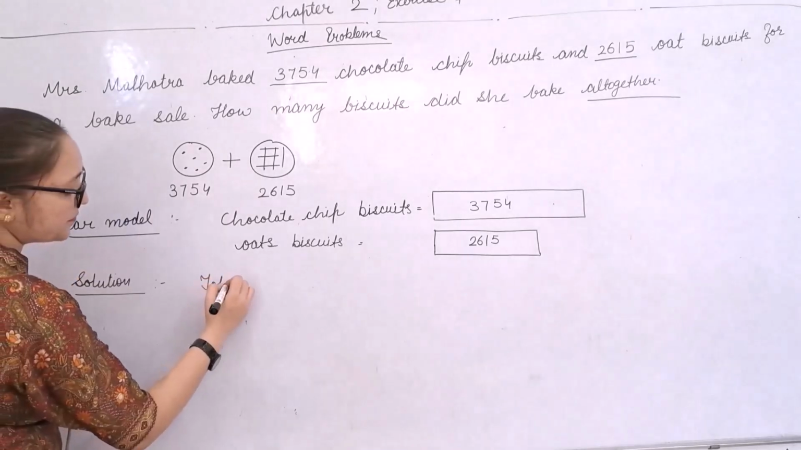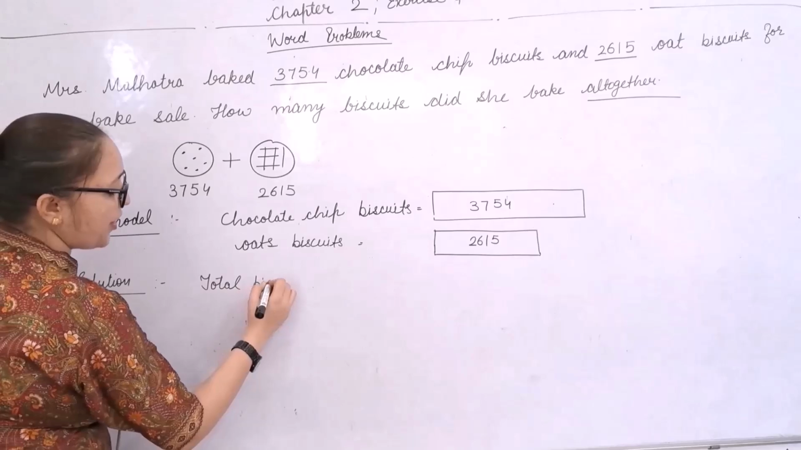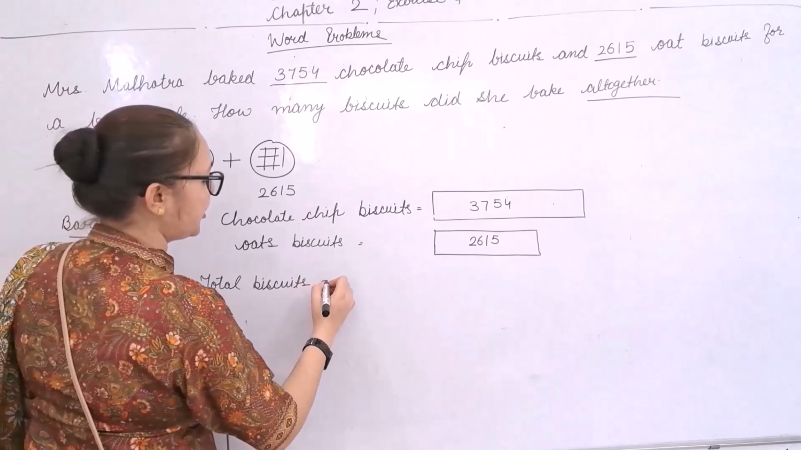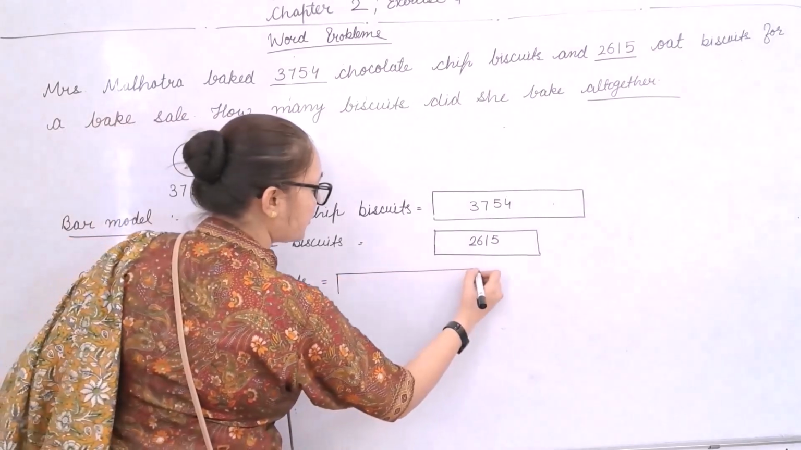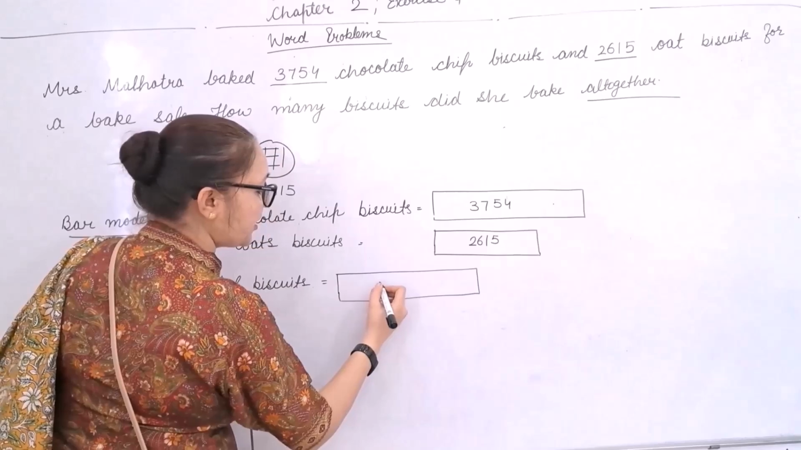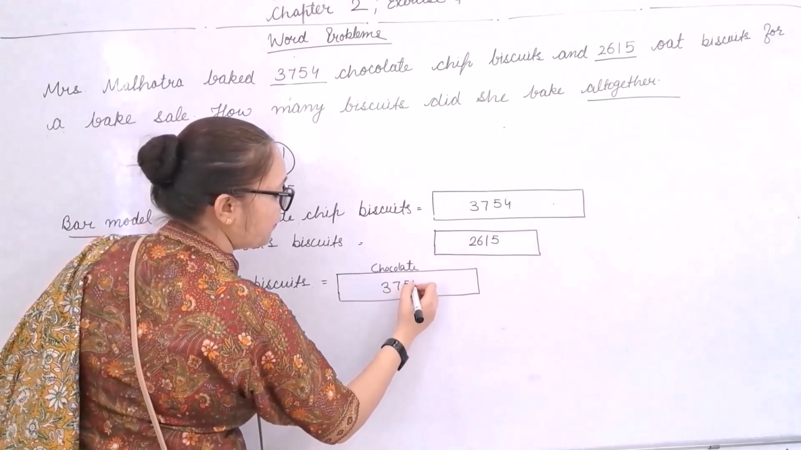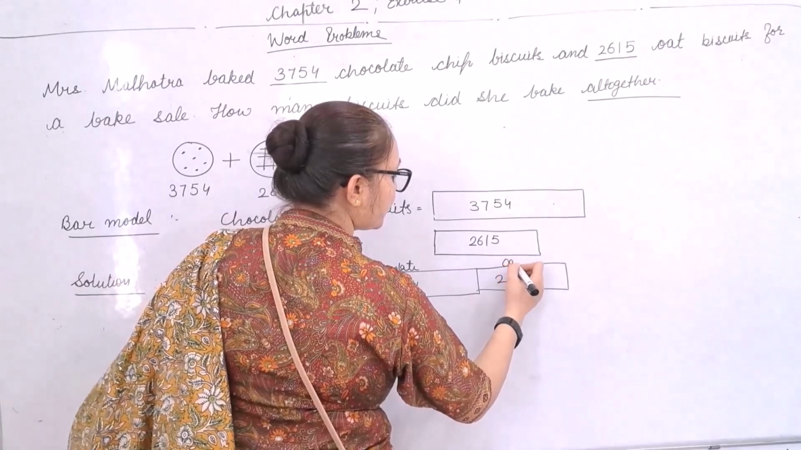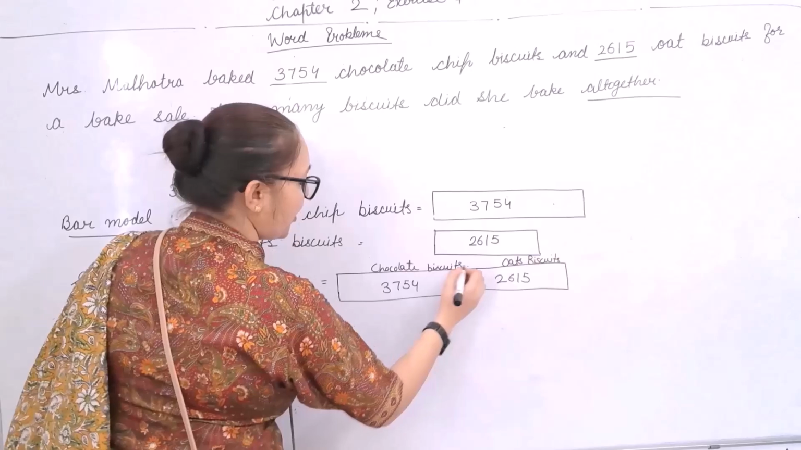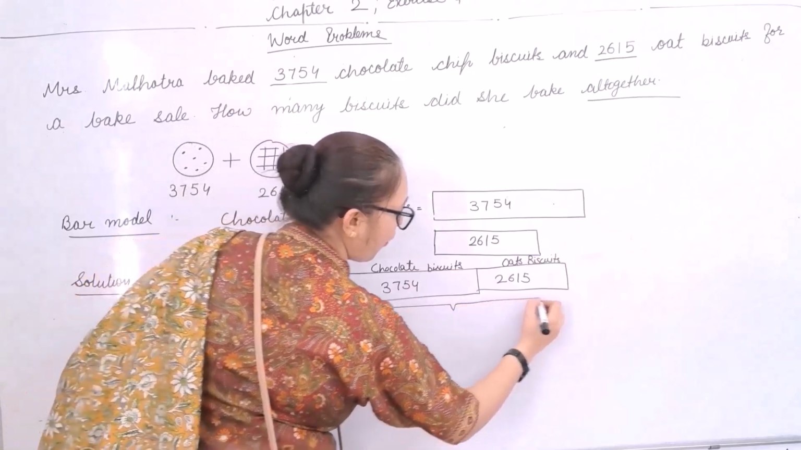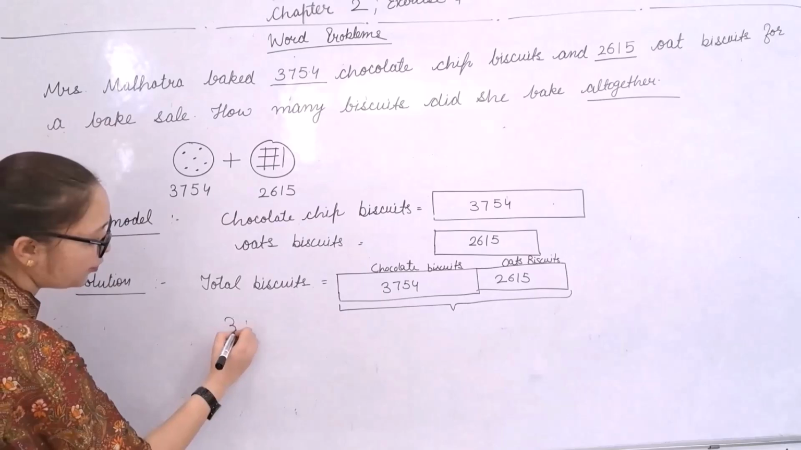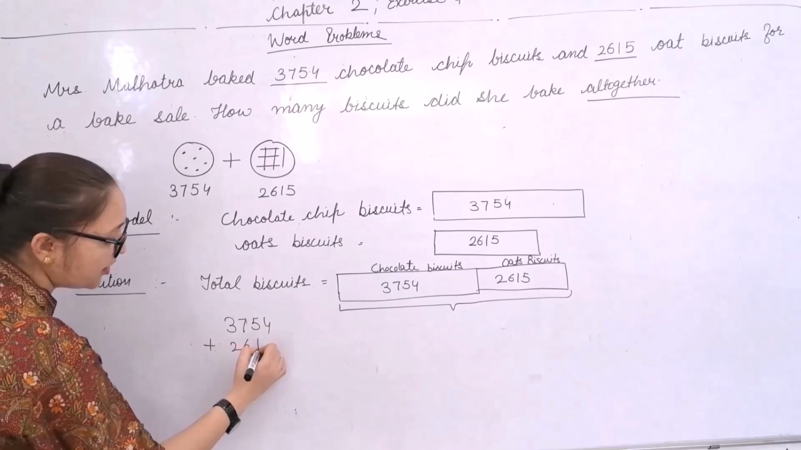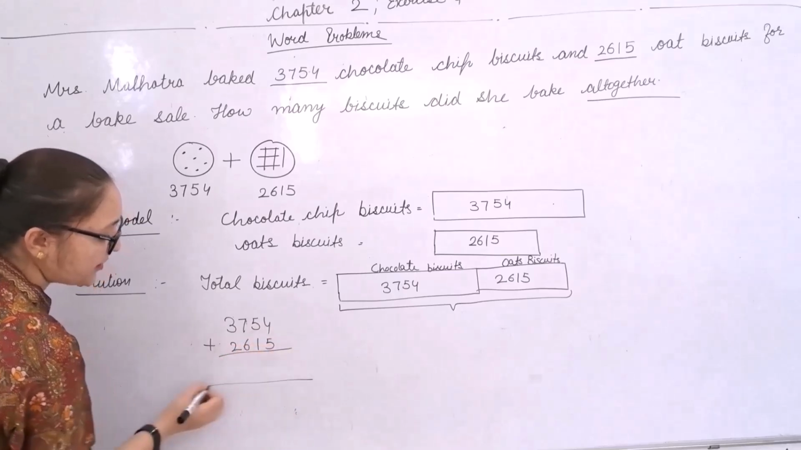Total biscuits. What do we have to do? We have to check how many total biscuits she has baked. So this is chocolate chip biscuits, 3,754, and 2,615 oats biscuits. So we have to tell how many they have altogether. Now what will we do? 3,754 plus 2,615. Let's add this up.